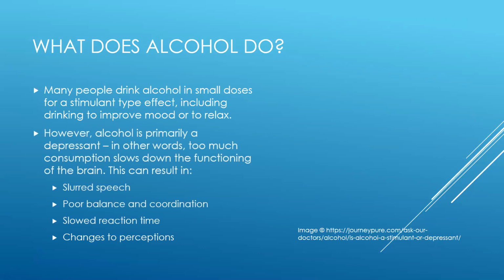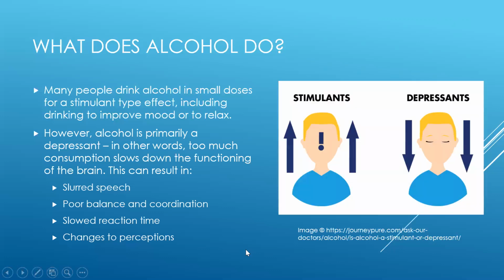In other words, the more you drink, the more it's going to slow down the function of your brain, which is why when we see people who have had quite a bit of alcohol, we notice things like their speech starts to slur. Your balance starts to get thrown off, you're kind of wobbling from side to side, your reaction time definitely slows down, and there are also a lot of changes to your perceptions, especially in various social situations.